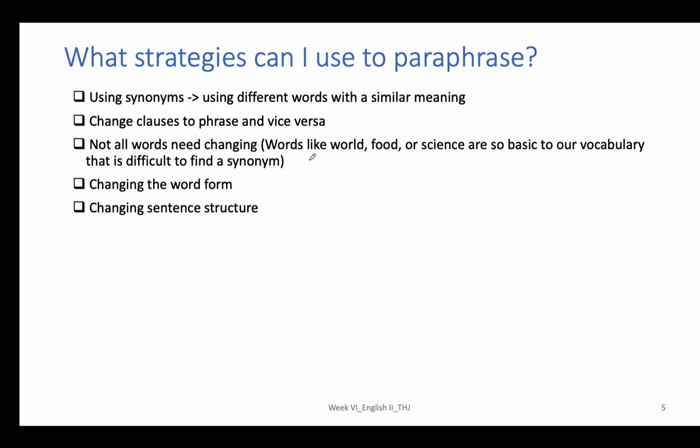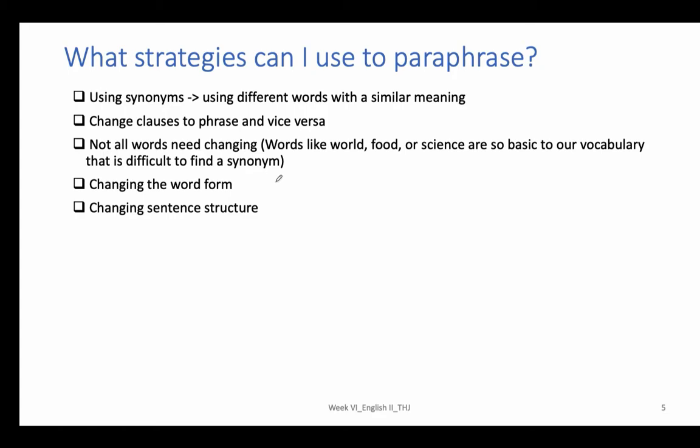Next one, you can change clauses to phrases and vice versa. So kita bisa mengganti bentuk klausa menjadi bentuk frasa. Tadinya subject verb, sekarang mungkin hanya bentuk frasa, or vice versa, atau sebaliknya dari frasa menjadi clause. Not all words need changing. Jadi ini juga jadi tidak semua kata perlu berubah atau ide orang lain itu.